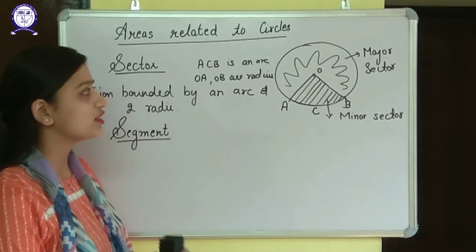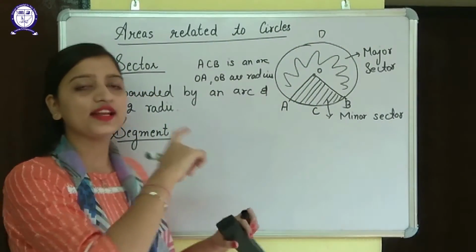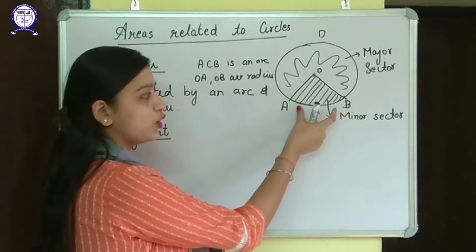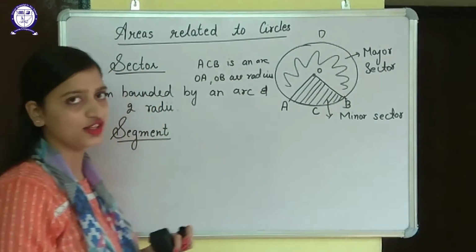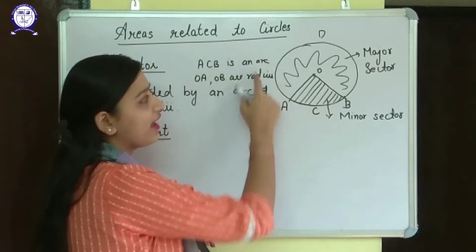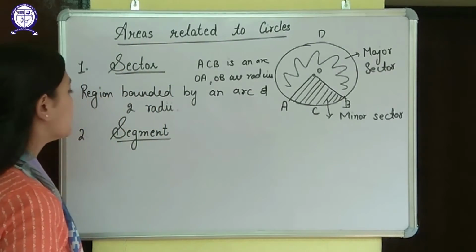arc. Suppose this is my ADB. So this is the larger arc ADB. Still it will be an arc. Okay. If this is a smaller arc, then that is a larger arc. Okay. This smaller arc is called the minor arc and the larger arc is called the major arc. Okay. Now coming to the segment.